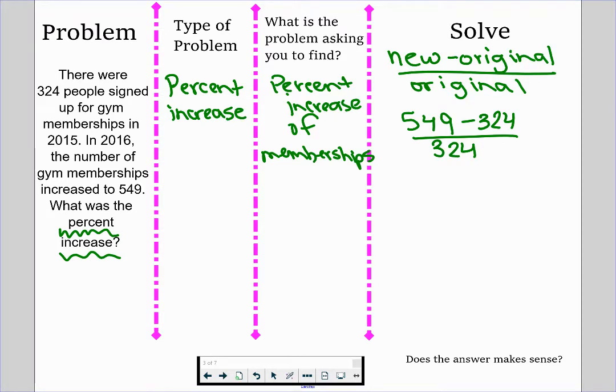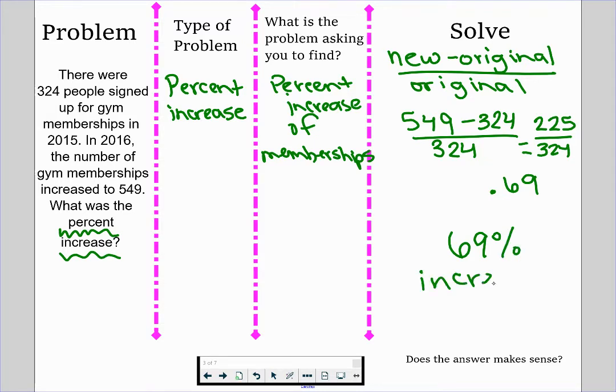So the subtraction, when I do that, I get 225 divided by 324. When I put that into my calculator, I end up with 0.69. And then you're just going to change that decimal to a percent, which would be 69%. So this would be saying that it's a 69% increase.